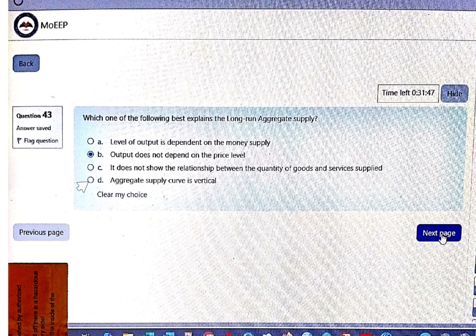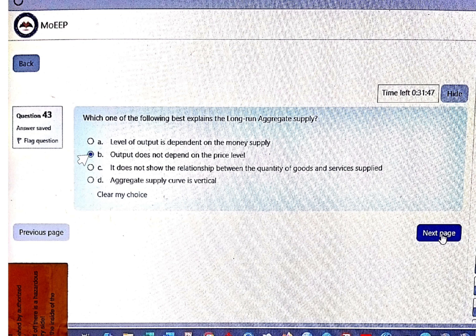Why are the other options incorrect? For example, A, the level of output is dependent on the money supply. This is wrong because this applies to short run effects, not long run output. Okay, B, output does not depend on the price level. This is a true statement, but it is less precise than option D, which describes the curve directly.